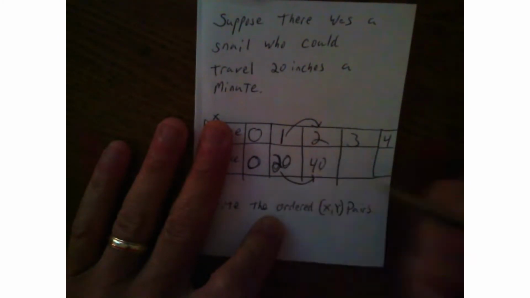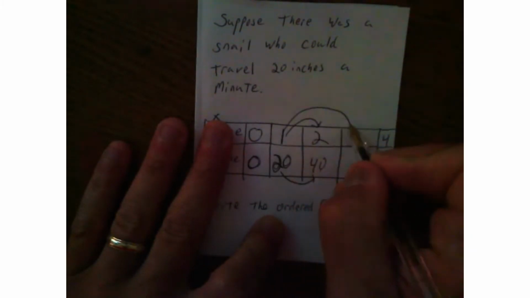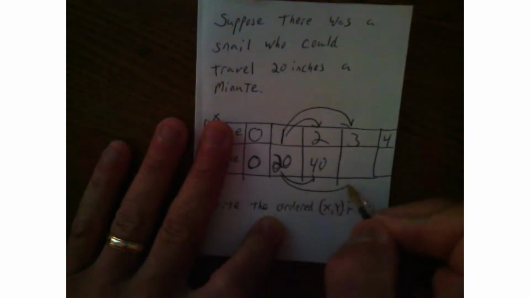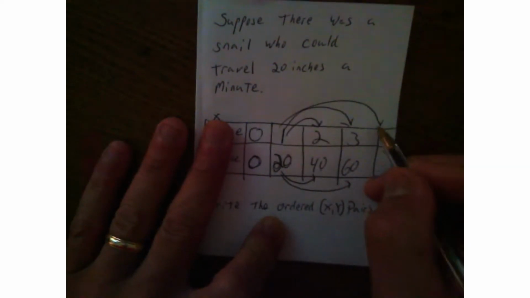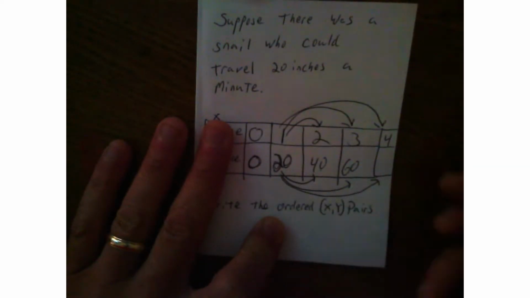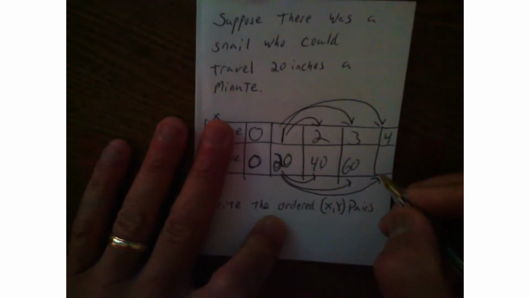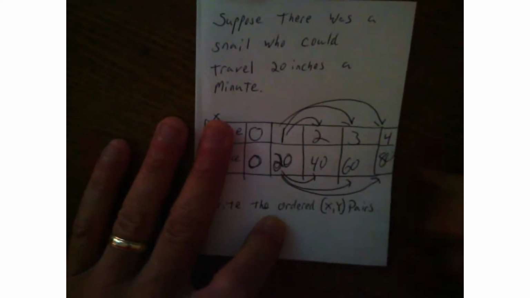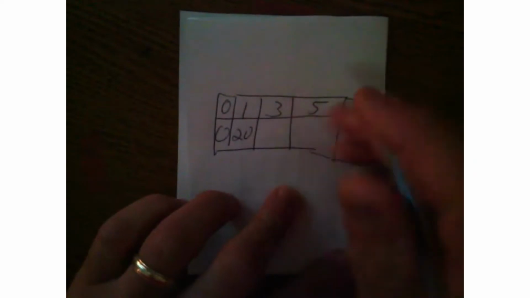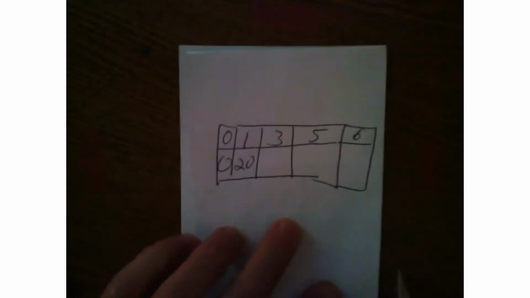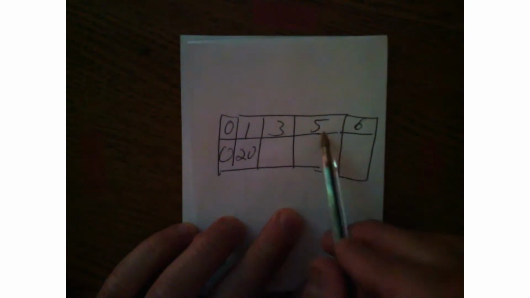So at 2 minutes, they went 40 inches. 1 times 3, 20 times 3, we got 60 inches. 1 times 4, 20 times 4, we have 80 inches. Now, why is it important to go back there? Let's pretend in the future, when you get into higher level math, you got a pattern that's the same 1 and 20, but they skip. They don't go 1, 2, 3, 4, 5, 6. They went 1, 3, 5, 6.